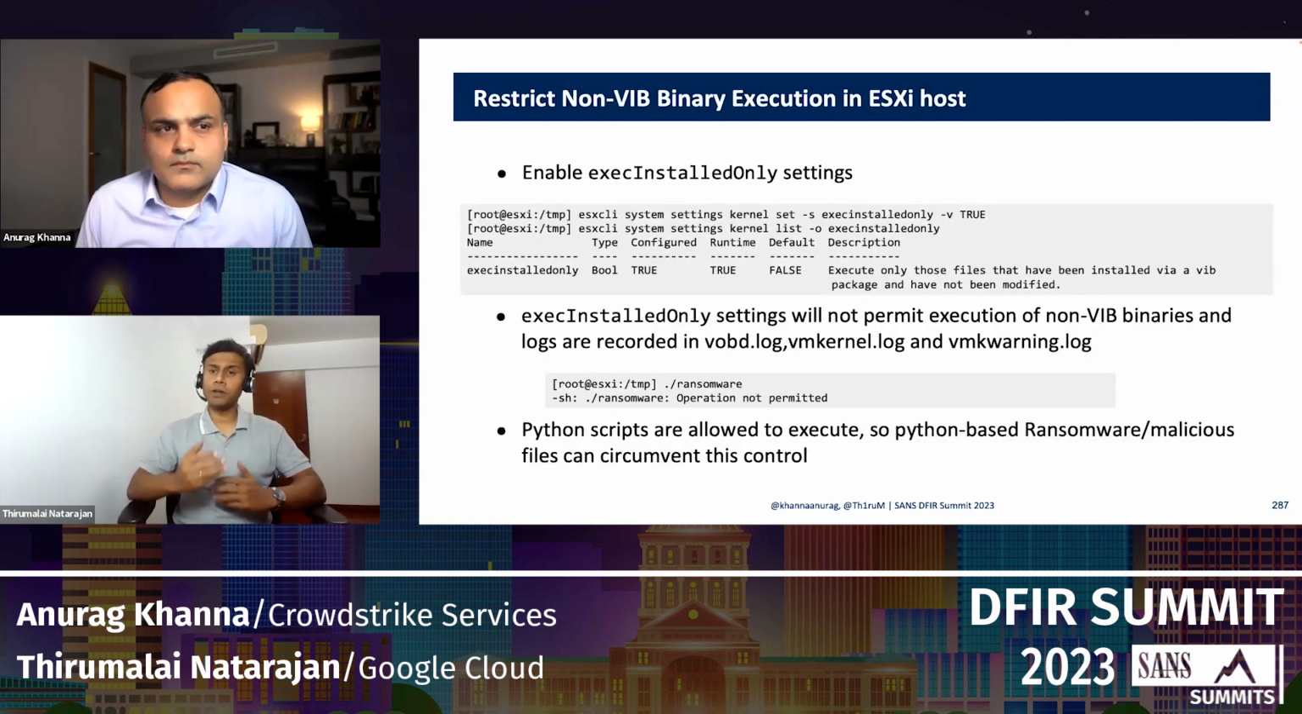Now let's talk about how to restrict non-VIB binary execution in ESXi host. When I talk about non-VIB binaries, I'm referring to ELF binaries or shell scripts. Typically, ransomware binaries are in ELF format. You can enable the execInstalledOnly setting through kernel options, and in order to apply the change, you need to reboot the ESXi host. Once the execInstalledOnly setting is enabled, this will not permit execution of any non-VIB binaries. And this will also record the restriction actions in the mentioned log files, and that's a gold spot for the SOC team. So that's a good part.